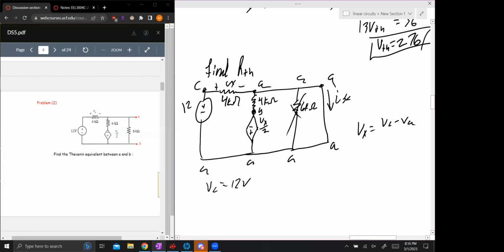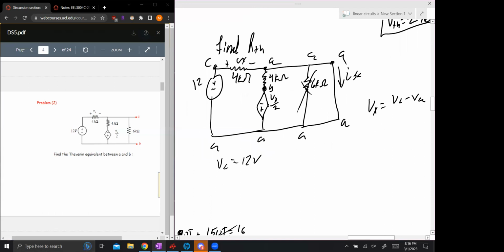We can do KVL around the whole loop, the big loop, and just do 12 minus VX. Yeah, you're right, because we're just going along the short circuit.